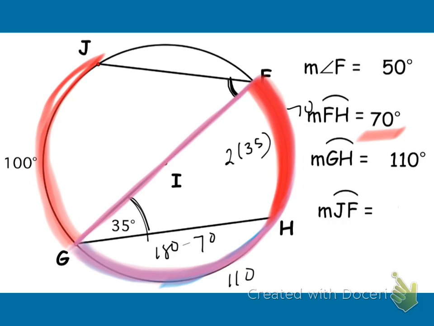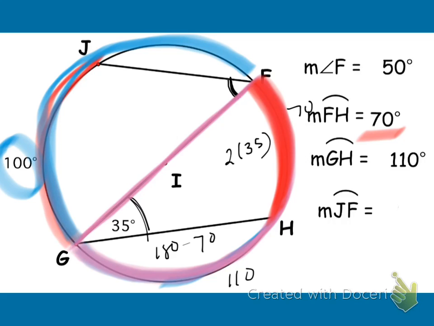Okay? Likewise, we'll go for finding arc JF. Now it should be easy because we just helped you with that one. So if this is my entire semicircle, I'm given 100 right here. That means the only part that's left is right here. And so then you end up with 180 minus 100, or 80 degrees for arc JF. Pretty simple. Okay? Alright, moving on.